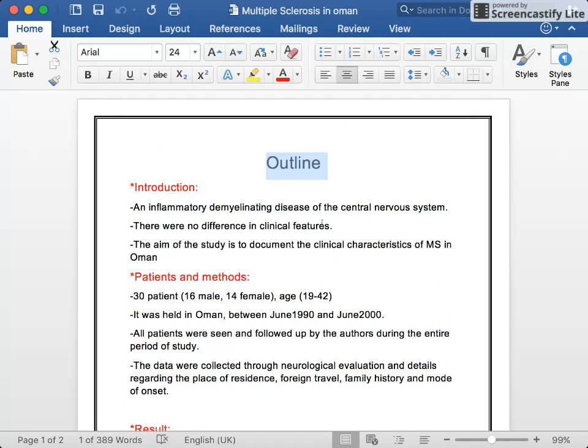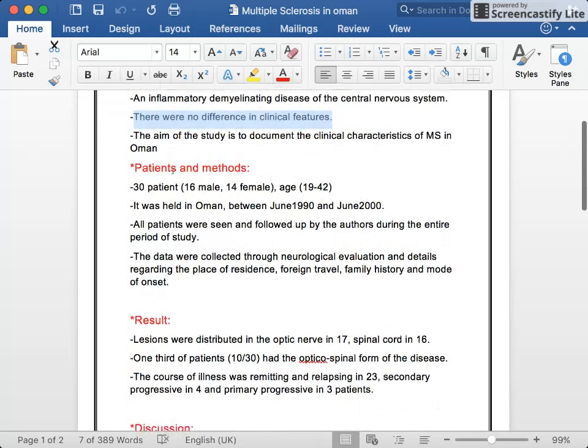Information is degenerative disease, central nervous system. There were no differences in clinical features. Okay, what do you mean there's no differences? I think you need to explain this more. Remember, you're writing point form here. The aim of the study is to document the clinical characteristics of MS in Oman. Good. And you missed a crucial part, which is to compare it to other studies, right? So you also need to mention that.